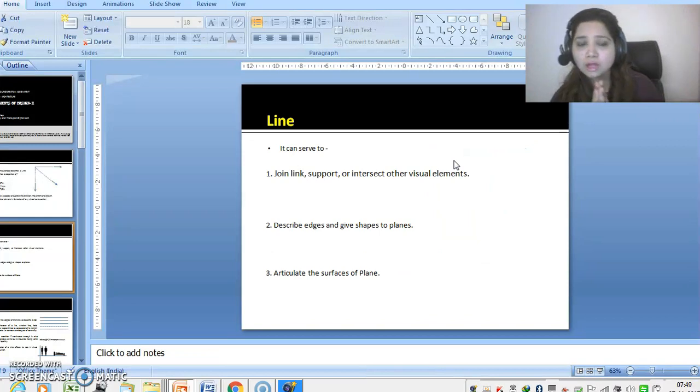So it can serve to join, to link, to support, and to intersect with other visual elements. It describes edges and gives shapes to planes. Basically, they articulate surfaces of plane. Like if you enclose a space with the help of lines going in XYZ direction, you will eventually form a plane.